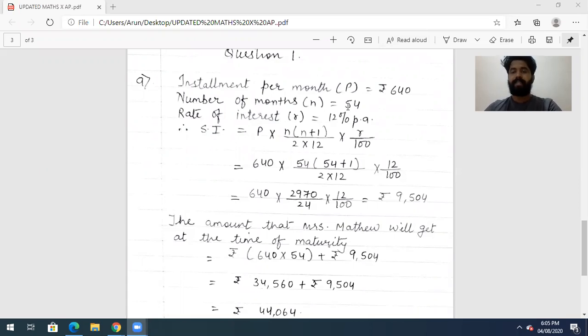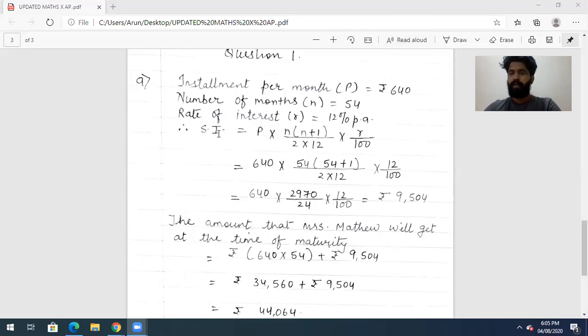The question states Mrs. Matthew opened a recurring deposit account in a certain bank and deposited rupees 640 per month for 4.5 years. Find the maturity value of this account if the bank pays interest at the rate of 12% per year. So we have installment per month as rupees 640. Number of months is 4.5 years, which is when you multiply by 12, you get 54 months. Rate of interest is 12%.